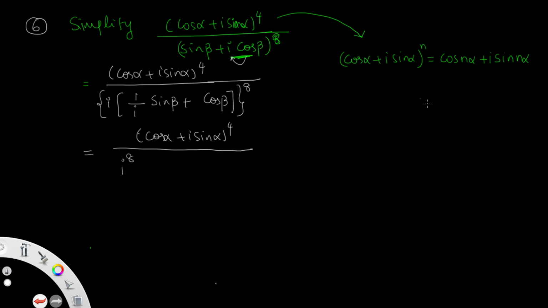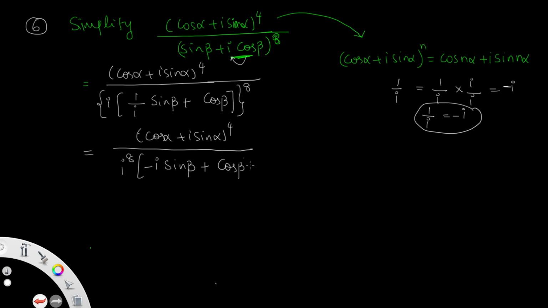1/i simplifies by rationalizing: multiply by i, and we get i/i squared, which is i/(-1), that is minus i. Therefore 1/i is nothing but minus i. Now write down minus i times (sin beta + cos beta) to the power of 8. Again, 1/i rationalized by i gives i/i squared, nothing but minus i, so 1/i is minus i.